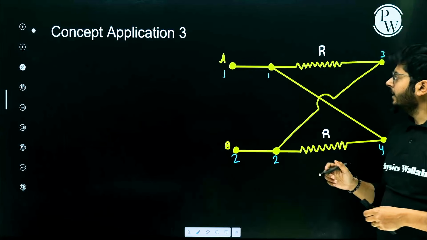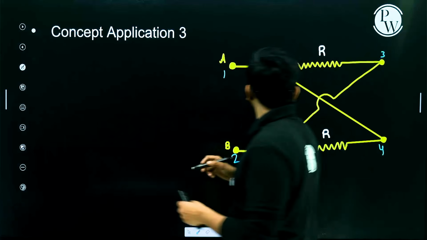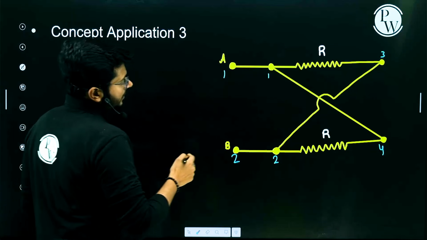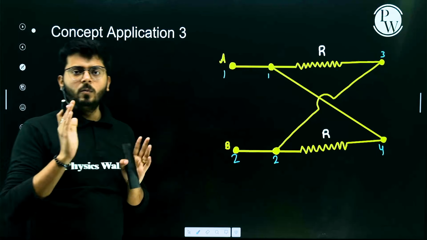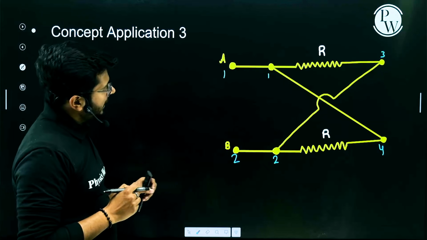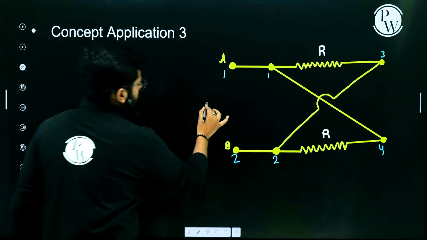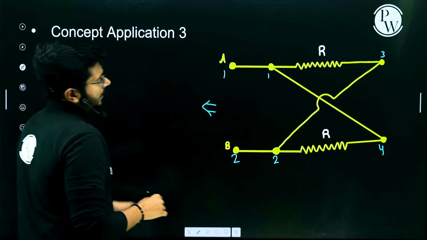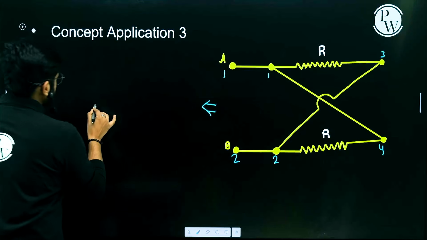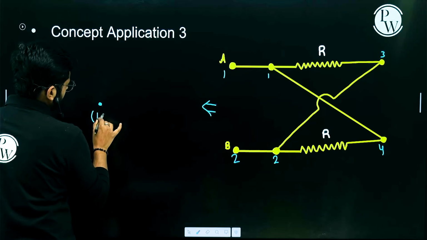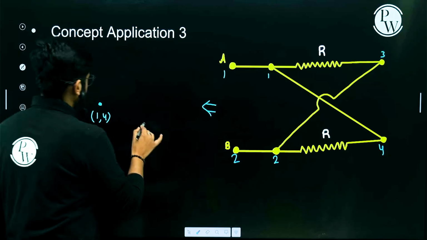You will see that point number 1 and point number 4 are same, right? Point number 1 and 4 are same, and point number 2 and 3 are also same. Yes or no? Simple. So we can solve it like this, right? We can make point number 1, 4 over here, and we can keep 2, 3 over there.